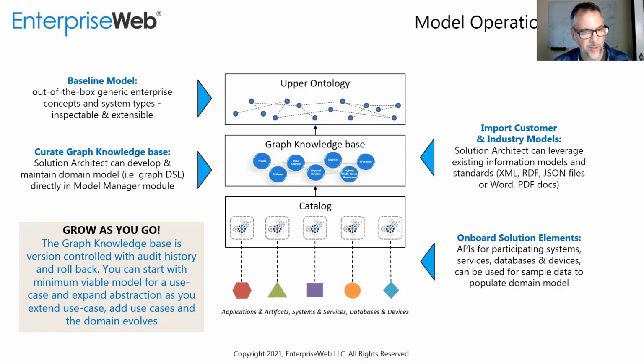In Enterprise Web, everything also happens to be immutable. So we version control everything. We're version controlling the objects in the catalog. We're version controlling the graph knowledge base. We're also version controlling the upper ontology as we put out new releases. So everything's version controlled. Everything has audit history. And this all allows you to essentially model: you start with maybe a narrow use case, implement that, and as you succeed, expand the use case, add more use cases, and evolve with your domain. These are all challenges in a hard-coded world that I think many of you probably recognize.